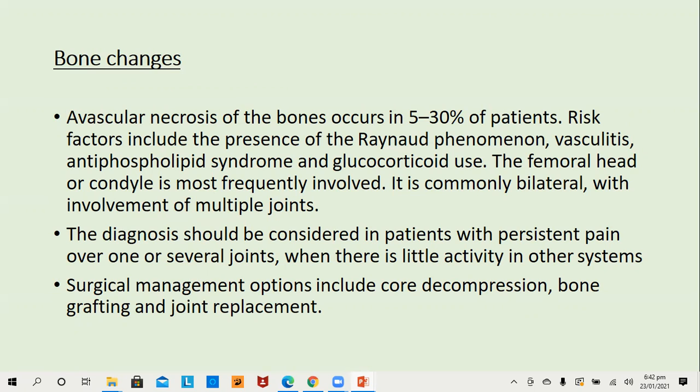Risk factors include the presence of Raynaud's phenomena, vasculitis, antiphospholipid syndrome, and glucocorticoid use. Femoral head or condyle are most frequently involved. It is commonly bilateral with involvement of multiple joints. Diagnosis should be considered in patients with persistent pain over one or several joints, and when there is little activity in other systems. Surgical management options include core decompression, bone grafting, and joint replacement.